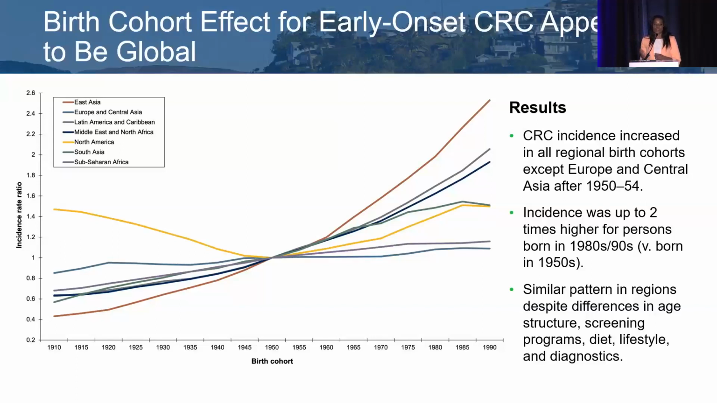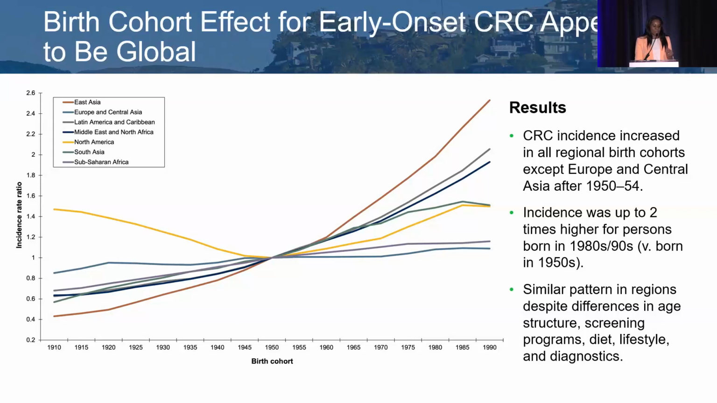We are seeing worldwide a birth cohort effect of colorectal cancer in young adults. They were able to show that colorectal cancer incidence increased in all region birth cohorts except Europe and Central Asia, right around 1950, 1954. And the incidence was up to 2 times higher for individuals who were born in the 1980s and 90s, really compared to this earlier birth cohort of 1950s.